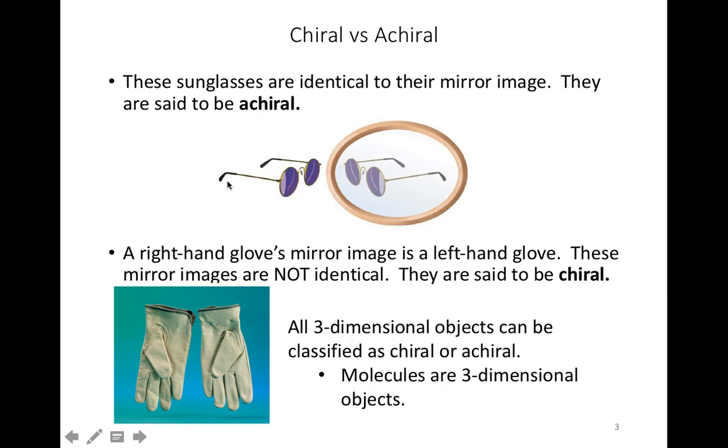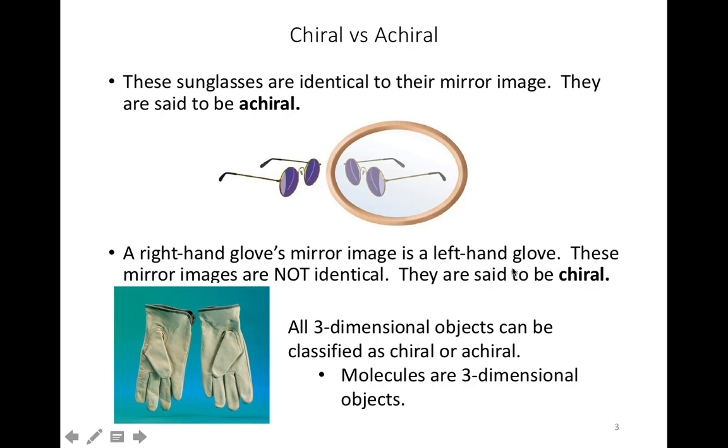So for some everyday examples of chirality, these sunglasses are identical to their mirror image, right? If I was to pick this up and it was like a hologram, I could fit it exactly over the original pair of glasses. And so these sunglasses are superimposable on their mirror image, and so they are identical. So the object is identical to its mirror image, and therefore it is said to be achiral.